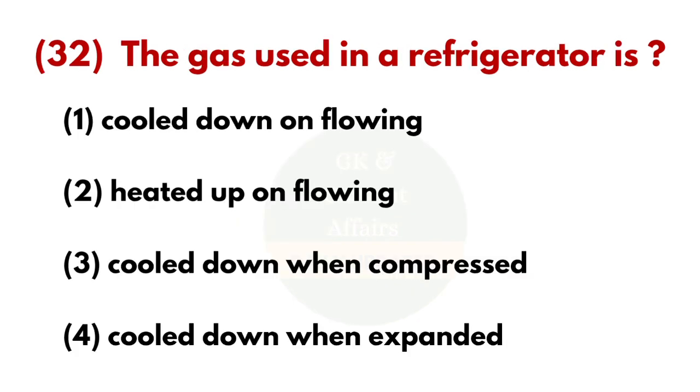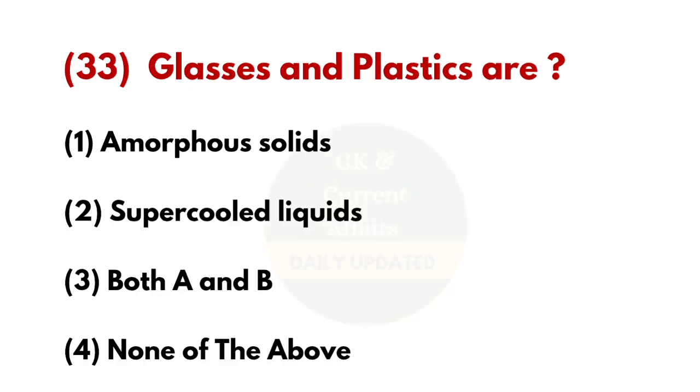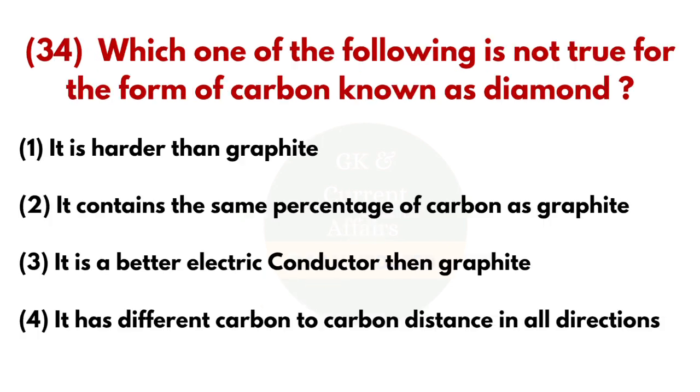32nd question, the gas used in a refrigerator is, and the answer is cool down when expanded. 33rd question, glasses and plastics are, and the answer is both option A and B, that is amorphous solids and supercooled liquids. 34th question, which one of the following is not true for the form of carbon known as diamond? And the answer is it is a better electric conductor than graphite.